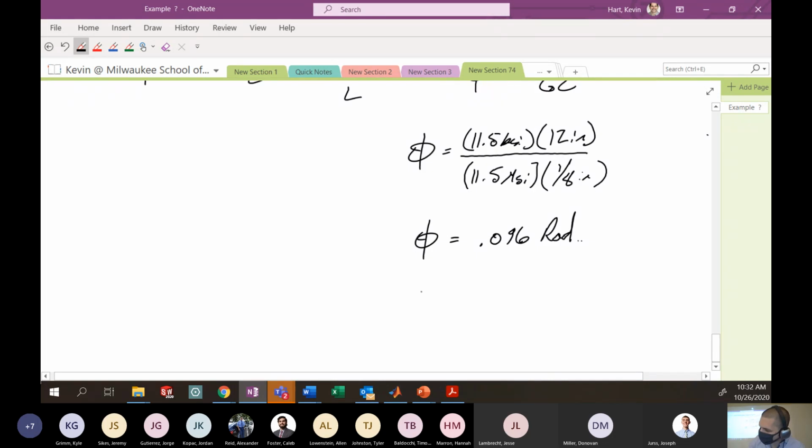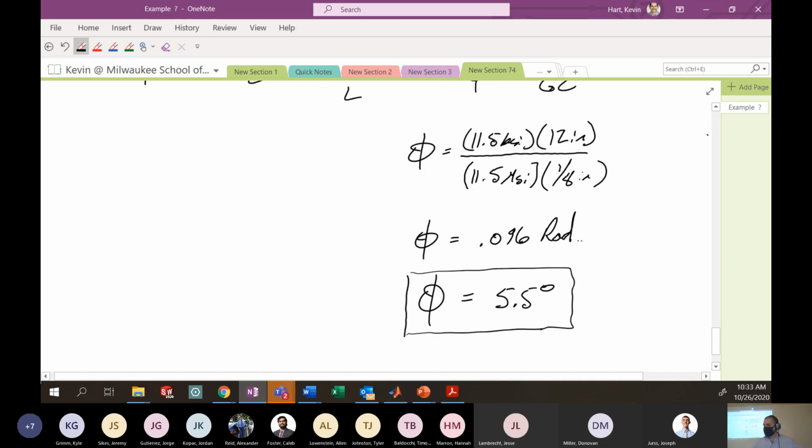We're asked for the answer in degrees. So multiply by 180 on pi, you're going to get 5.5 degrees. All right, so that's your angle of twist at sort of the maximum shear stress for this problem. Cool. That's, I mean, pretty hefty. That's a physically noticeable rotation angle, right?